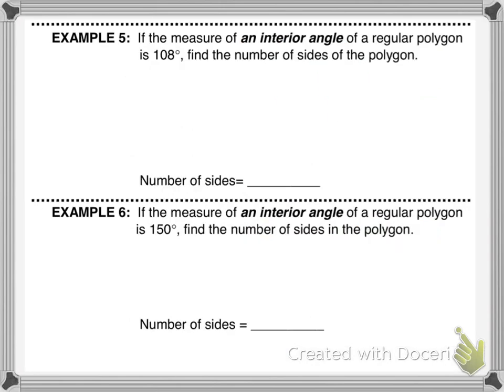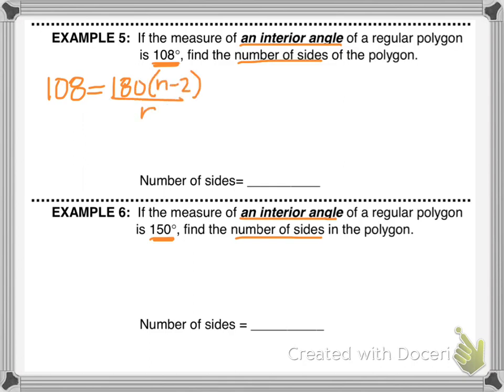Okay, in these next two examples, we're still talking about the interior angle, but this time it tells us what they should equal, 108 and 150. And it wants to know what the number of sides is. So you have to actually work backwards. So if one interior angle equals 108, I know that can be found by taking 180 times n minus 2 divided by n. The problem is we don't know what n is. So we've got to figure out how to solve this equation.